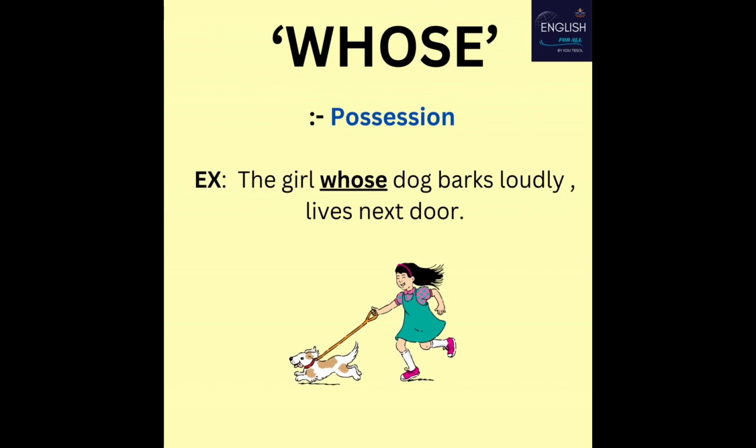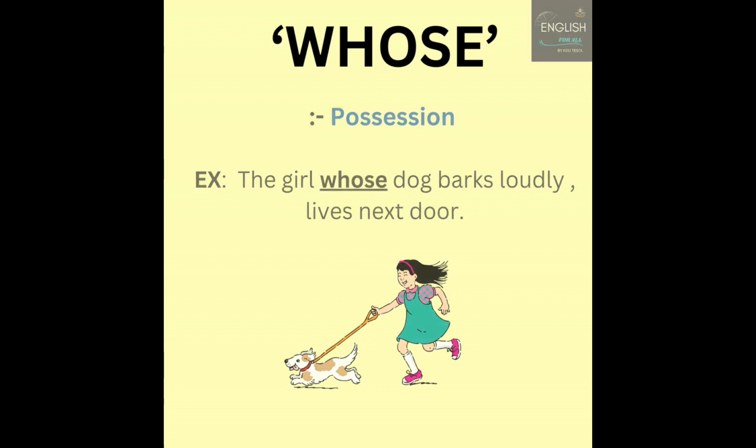Our next word is whose. Whose is used to show someone's possession. Possession means the state of having, owning or controlling something. Look at the given example. The girl whose dog barks loudly lives next door. According to the given picture, who lives next door is the girl whose dog barks loudly.